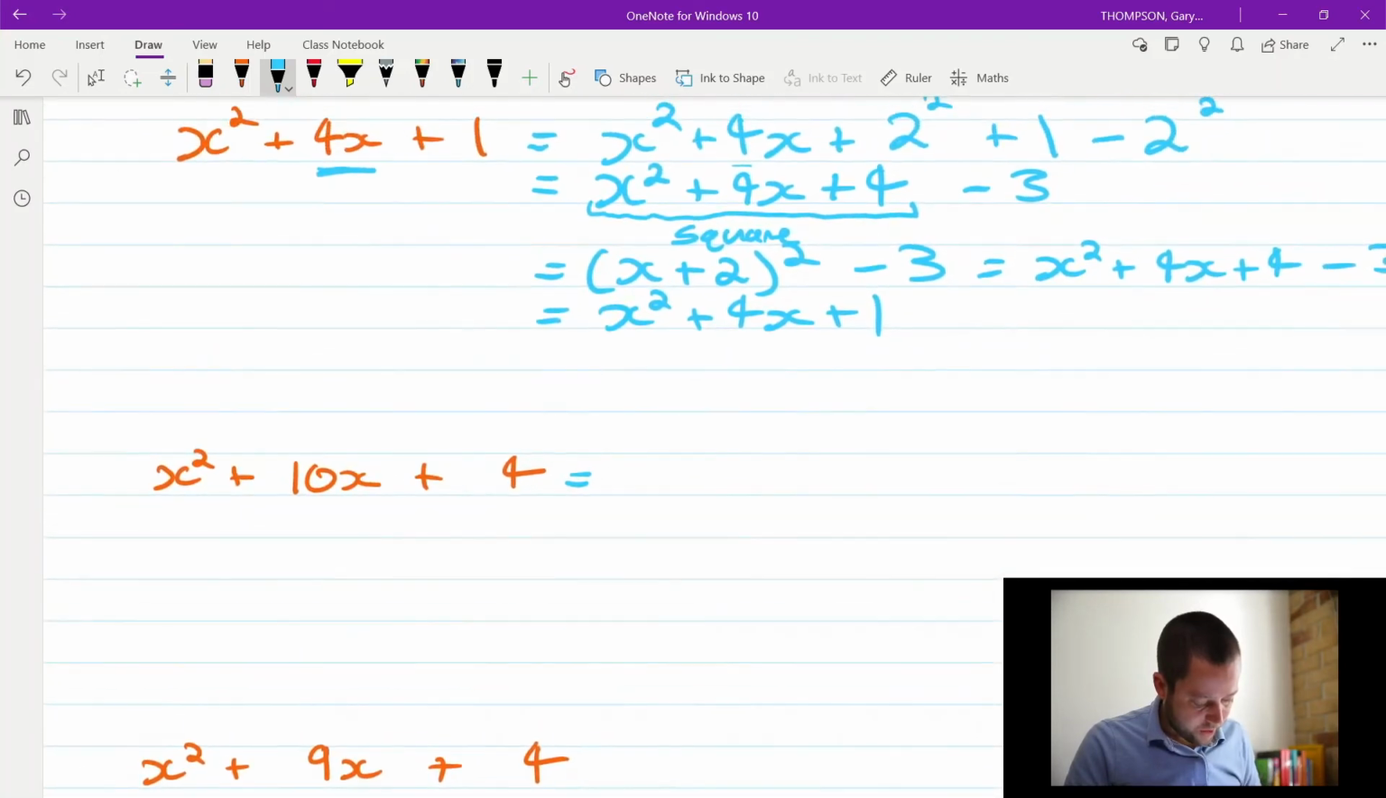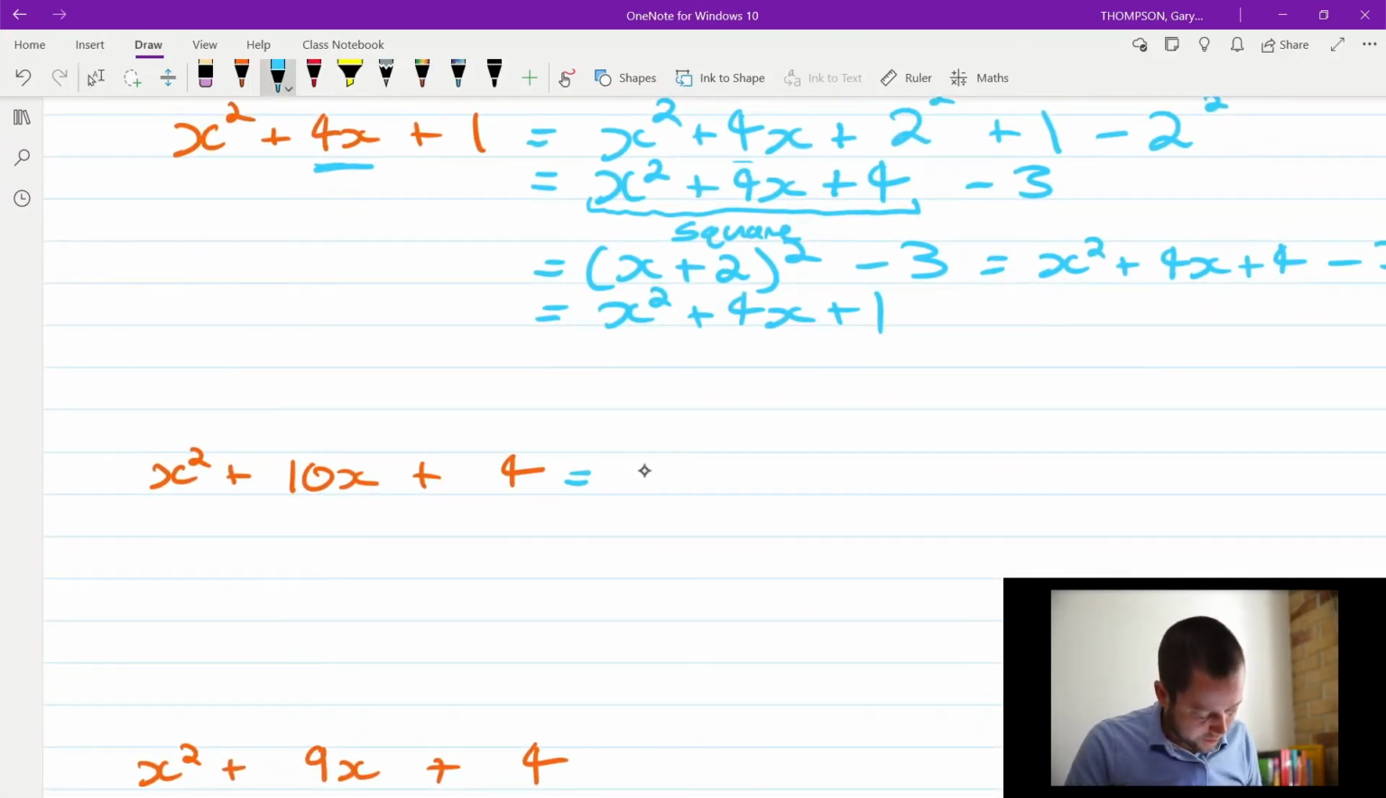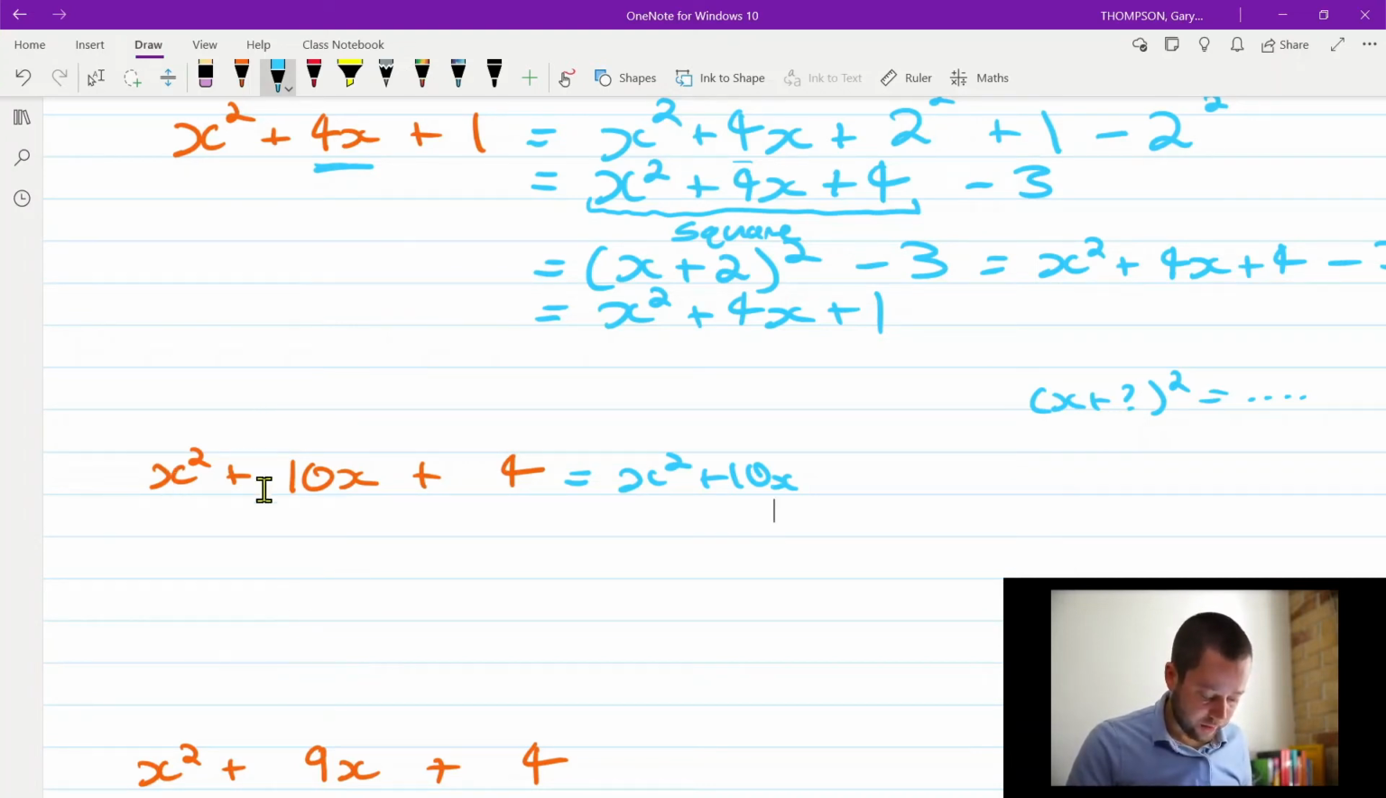So I want to complete the square. When I'm completing the square, I'm trying to think of what x plus something squared is going to give me the first part of this expression, x squared plus 10x. The reason I'm ignoring the plus 4 is I just don't want to complicate it at the moment. I will deal with the plus 4 later. To complete the square, half of 10 is 5. So I need to add 5 squared, which is 25, in order to create a square. And the square is going to be x plus 5 all squared.